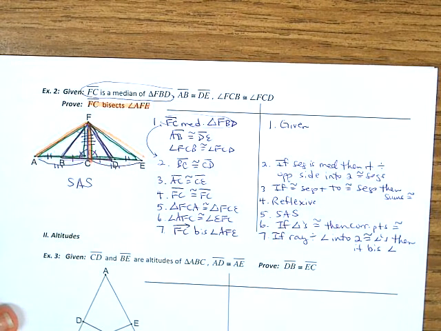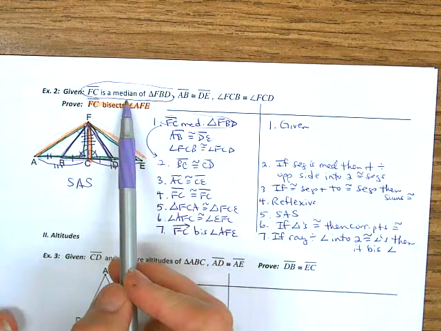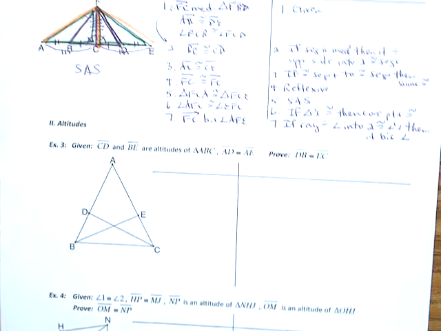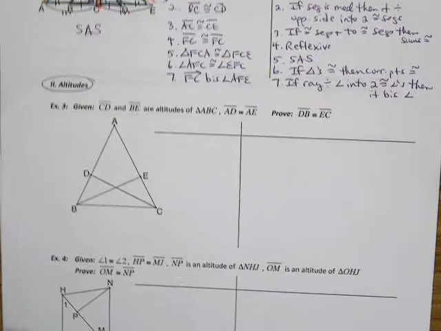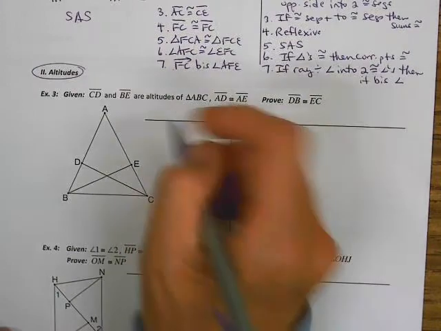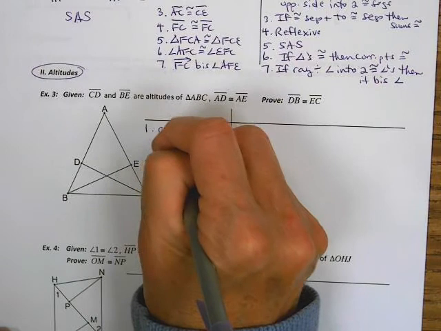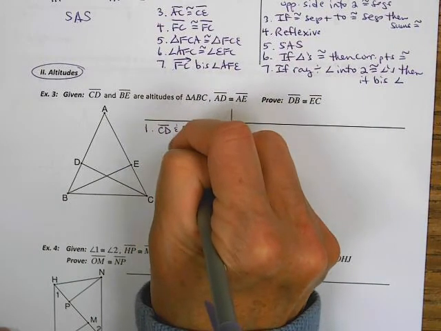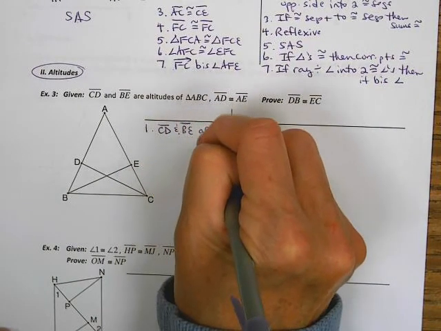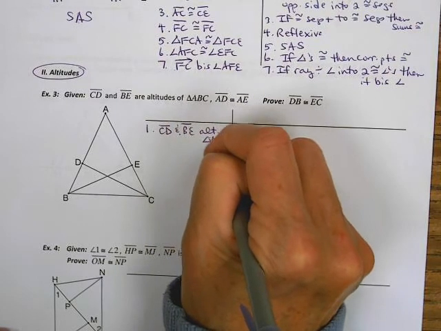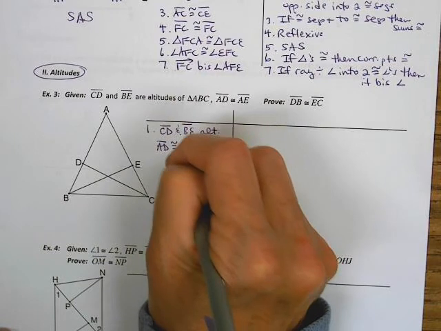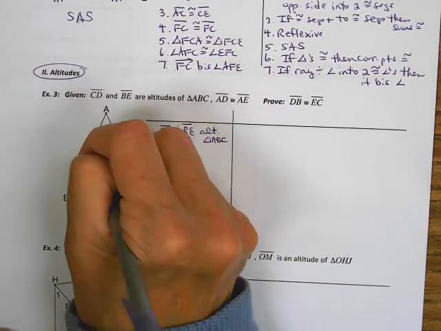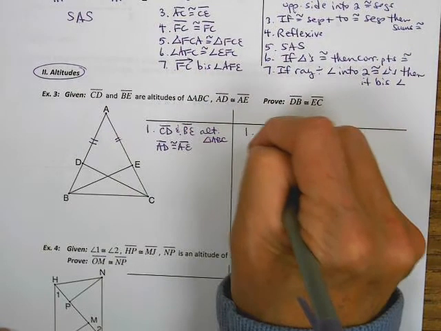So those were two examples, one where we had given a median and the previous one where we had to prove it. All right, we're going to shift gears now. We're going to talk about altitudes. So let's try these proofs. Here you see it's in the given. CD and BE are altitudes in triangle ABC, and we're also given AD congruent to AE. Let's mark that.